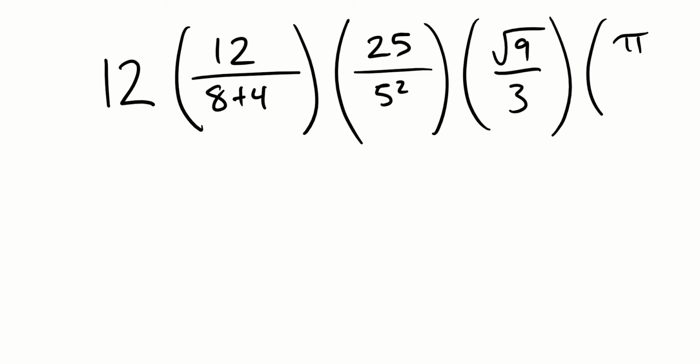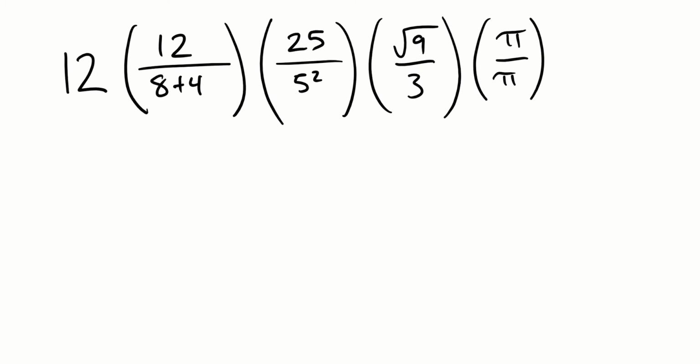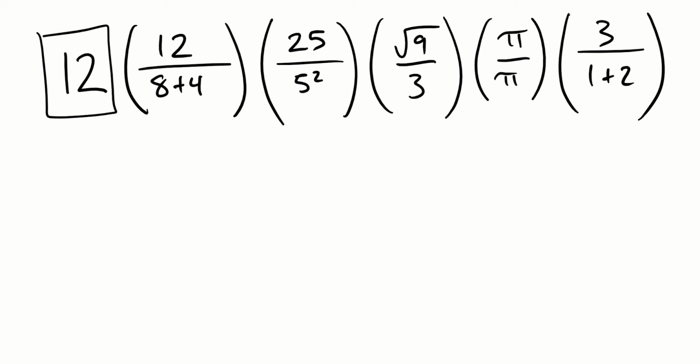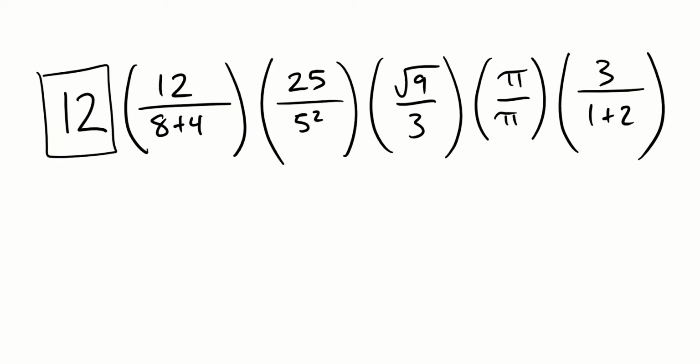Every single time I add a new entry here, I'm just being careful that the numerator is the same as the denominator. And because of that, every single time that I write a new one, I'm still just looking at the number 12. And it doesn't matter how often I do this, 12 times 1 times 1 times 1 times 1 times 1 is still the number 12.